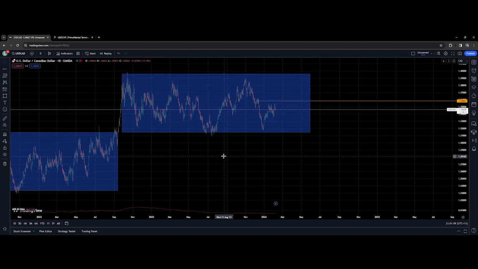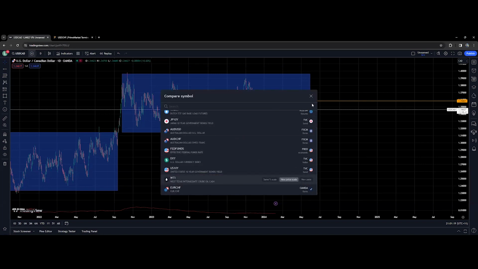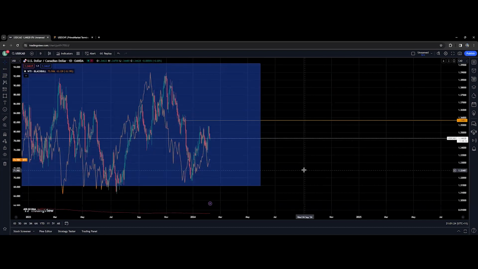Do you have any clues? Yes, oil prices. Yes, correct. This is one of the things, but there's another thing as well. It's very susceptible to oil changes, right?